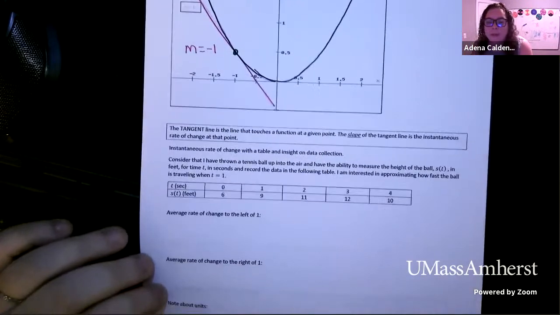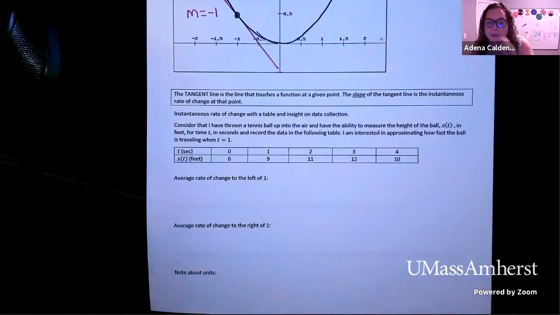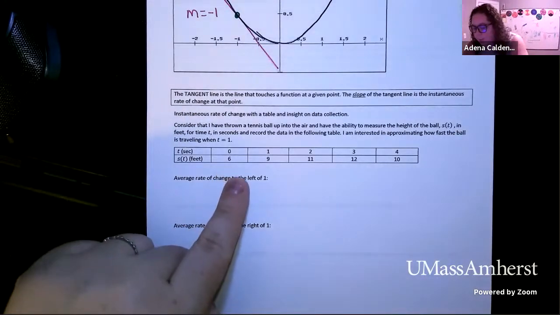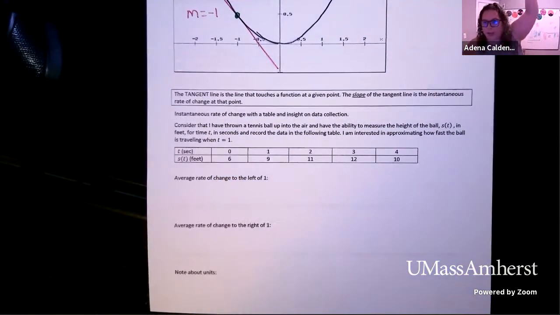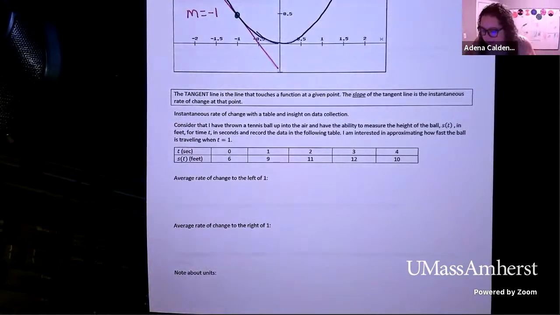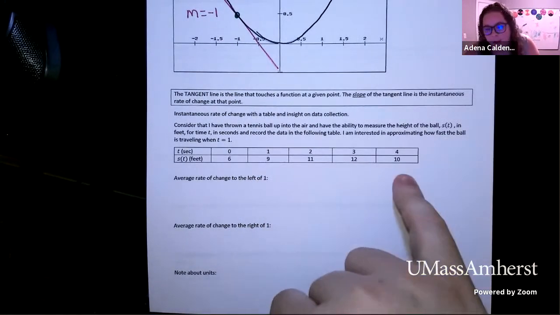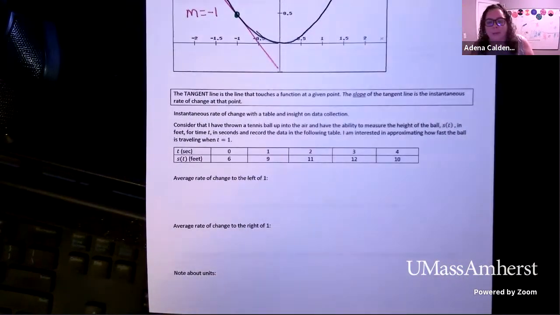So the first example we're going to do is with a table, okay? So we have some data, and consider that I've thrown a tennis ball up into the air, and I have the ability to measure the height of the ball in feet for different time intervals. So at time equals 0 seconds, time equals 1 second, time equals 2 seconds. We can see that the ball is going up, right? It started at 6 feet because right when I let go, the ball is 6 feet in the air because I'm like 5'6", so that makes sense. Then it goes up to 9 feet, then 11 feet, then 12 feet, and then it comes back down to 10 feet, because the ball starts to come back down.